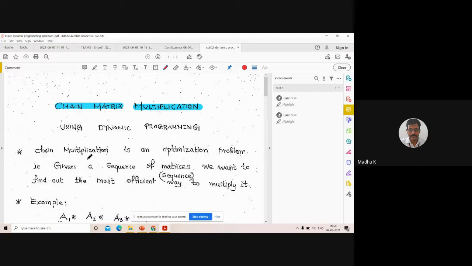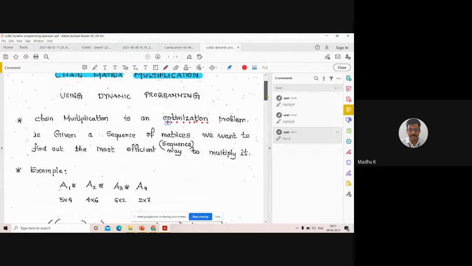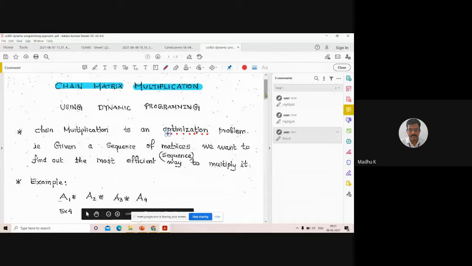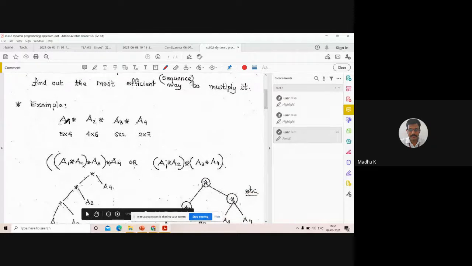Here we can define the problem in this way. Chain matrix multiplication can be considered an optimization problem, so we want to find the best solution in terms of complexity. That is, given a sequence of matrices, we want to find the most efficient sequence to multiply them. For example, suppose you want to multiply four matrices A1, A2, A3, A4.